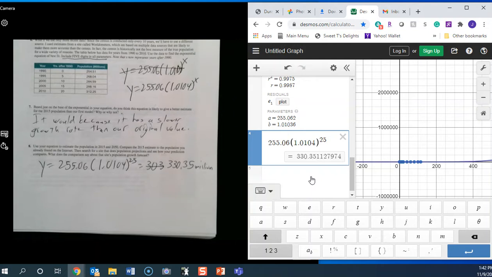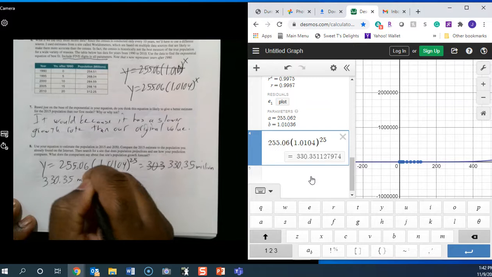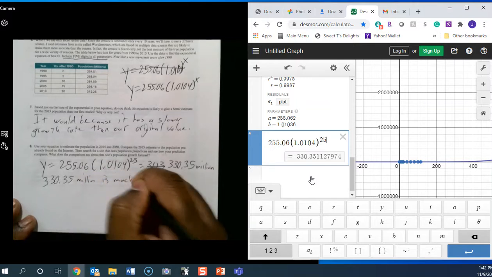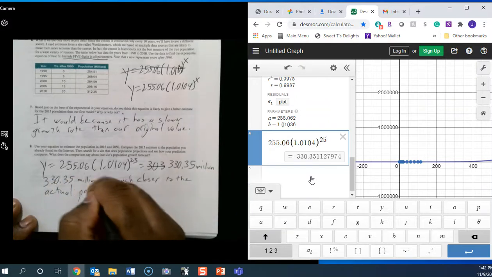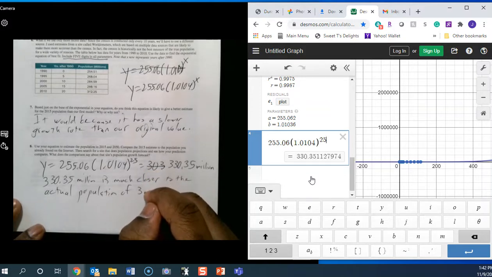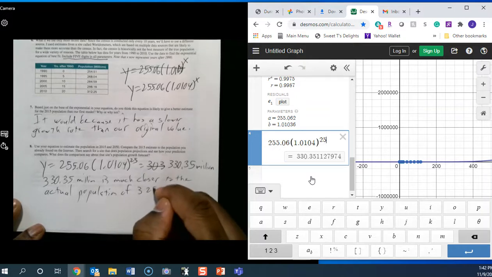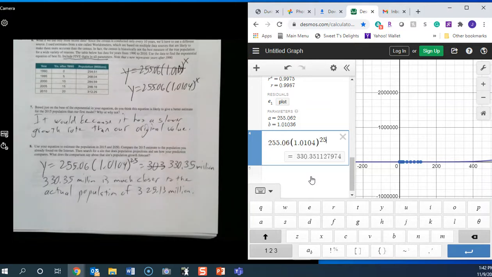So what we can write in comparison to the actual population, that this 330.35 million is much closer to the actual population of, what was that actual population we had earlier? 325.13 million. So it was actually more accurate. It was only a little less than 5 million off as opposed to, what was it, 30 million off. So it was much more accurate. So that is basically it.